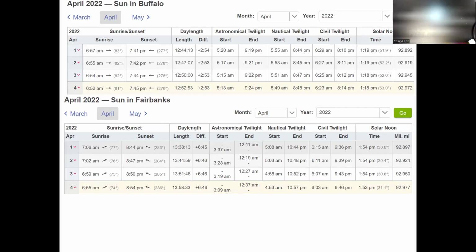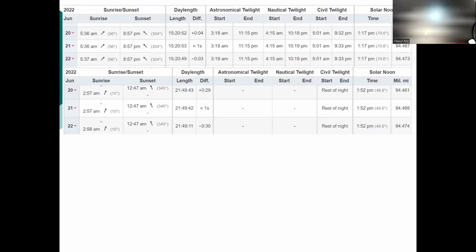I like our really long days, but again, they're better than our winters where we only get about 9-something hours. So this was April, here is June. On June 21st, which is the first day of summer, our sunrise is gonna be around 5:36 a.m., sunset 8:57. That's 15 hours and 20 minutes of daylight.